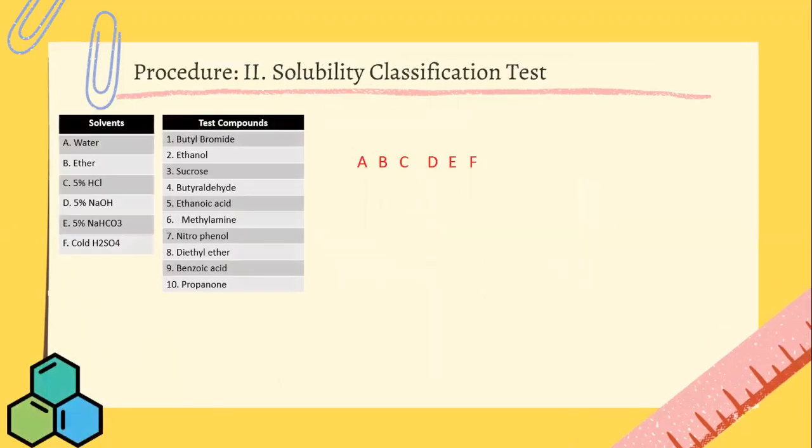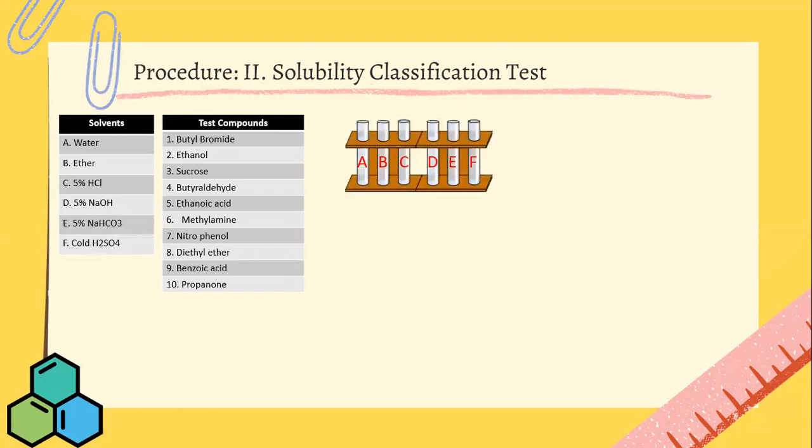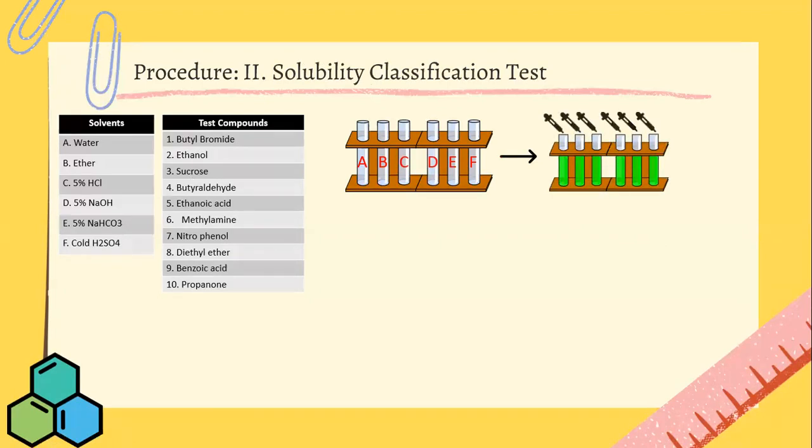The next procedure is the solubility classification test. There will be 5 solvents used, such as water, ether, 5% hydrochloric acid, 5% sodium hydroxide, 5% sodium bicarbonate, and cold sulfuric acid. And there will be 10 test compounds used, as listed in the table. For the first procedure, you must place 1 ml of each solvent into the micro test tubes. It is then followed by using a dropper to add a drop of test compound in each test tube.